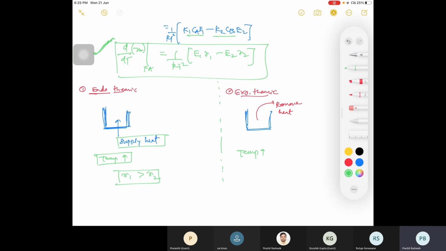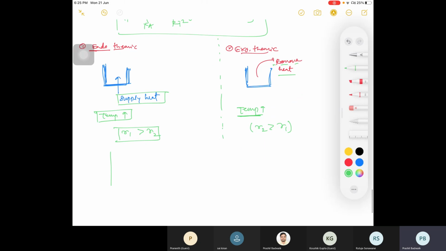What will happen in exothermic? You need to remove heat and you are supplying heat, right? You need to remove heat and you are supplying heat. So your reaction will not move in forward direction. So I'll write here rate of backward reaction is greater than rate of forward reaction. Are you clear?